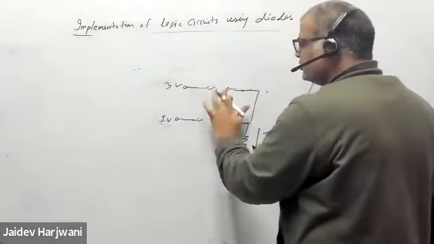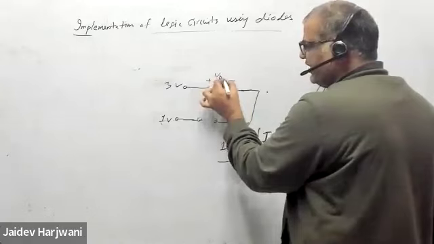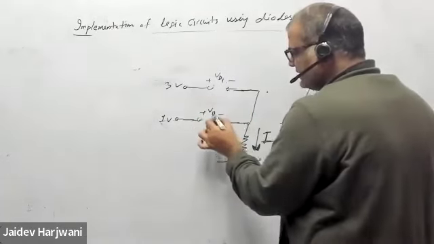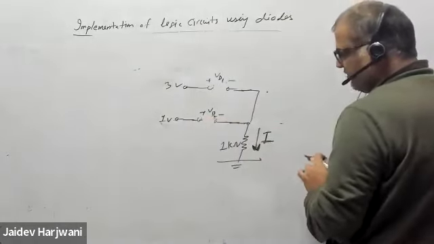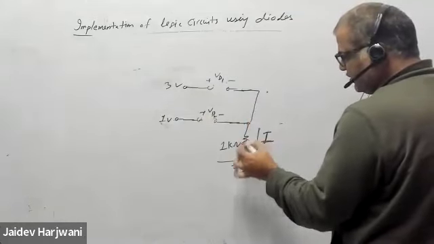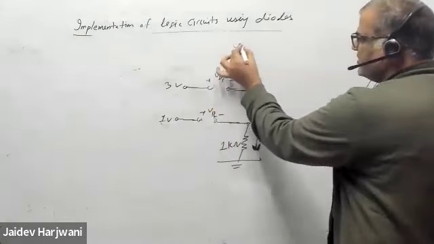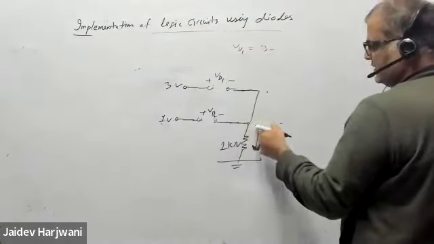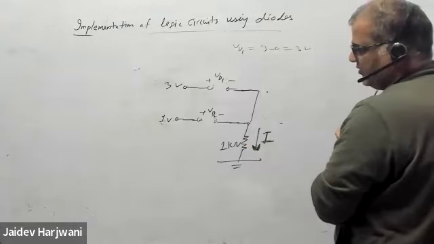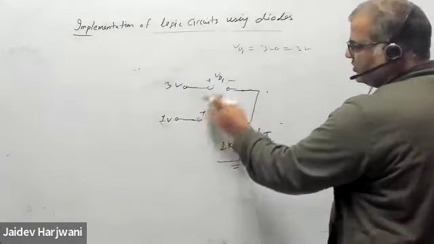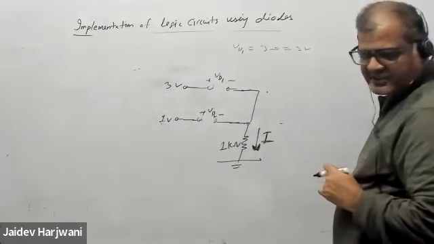If I say both are open, let us find VD1 and VD2. No current is flowing, so there is no drop and this is 0 volts, grounded. Now VD1 is 3 minus 0, which is 3 volt. It is a positive voltage, so you cannot say this is open. Similarly, this is 1 volt. I am saying open, but VD1 and VD2 both are coming positive, so this case is also not possible.